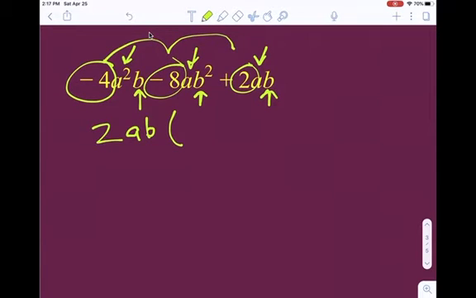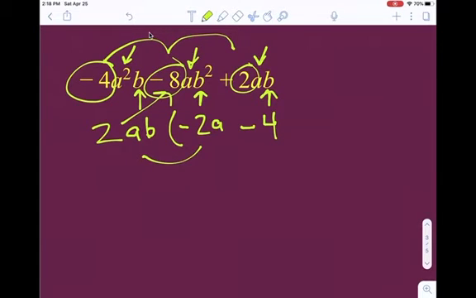And so in order to make 2ab negative 4, I'd have to multiply it by negative 2, and then I'd need 1 more a. And then you just kind of check it in your head. Well, does 2ab times negative 2a equal negative 4a squared b? Yep. All right, next, I'm going to go minus 4, because what do I have to multiply 2 by to make it negative 8? Negative 4.